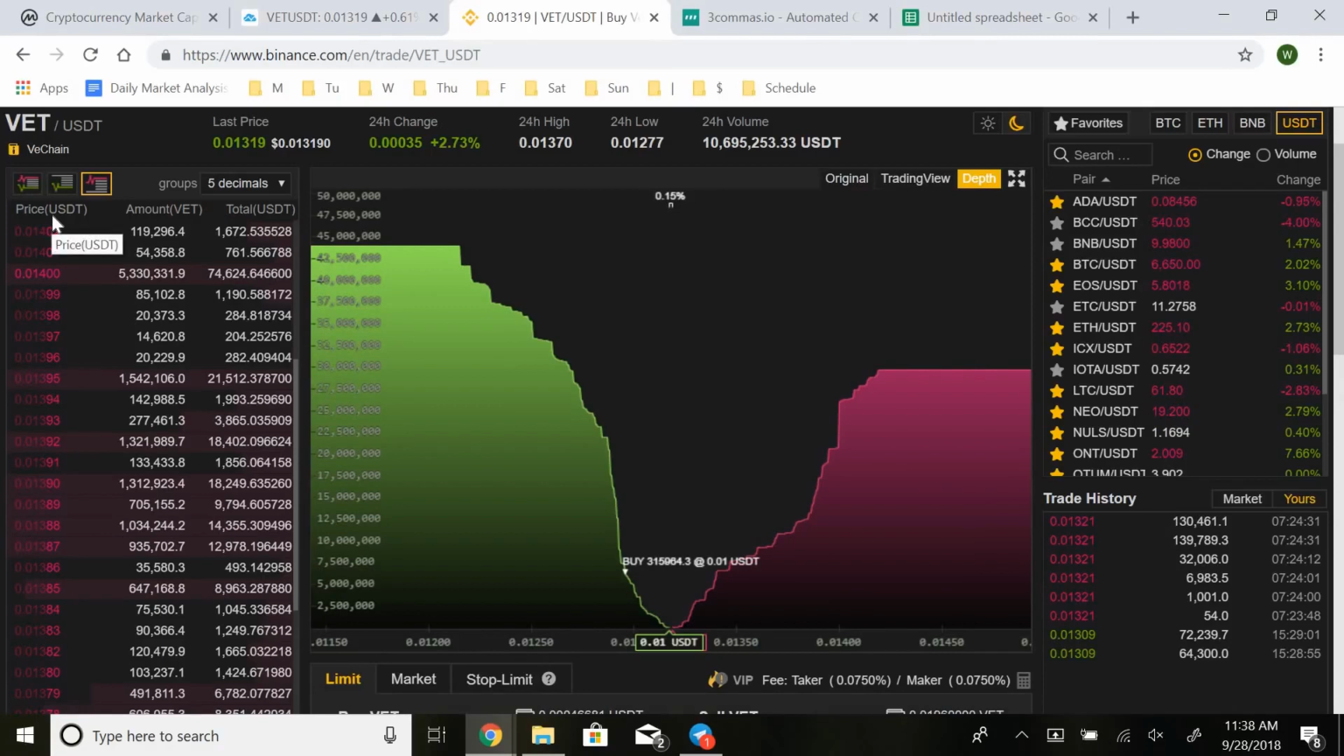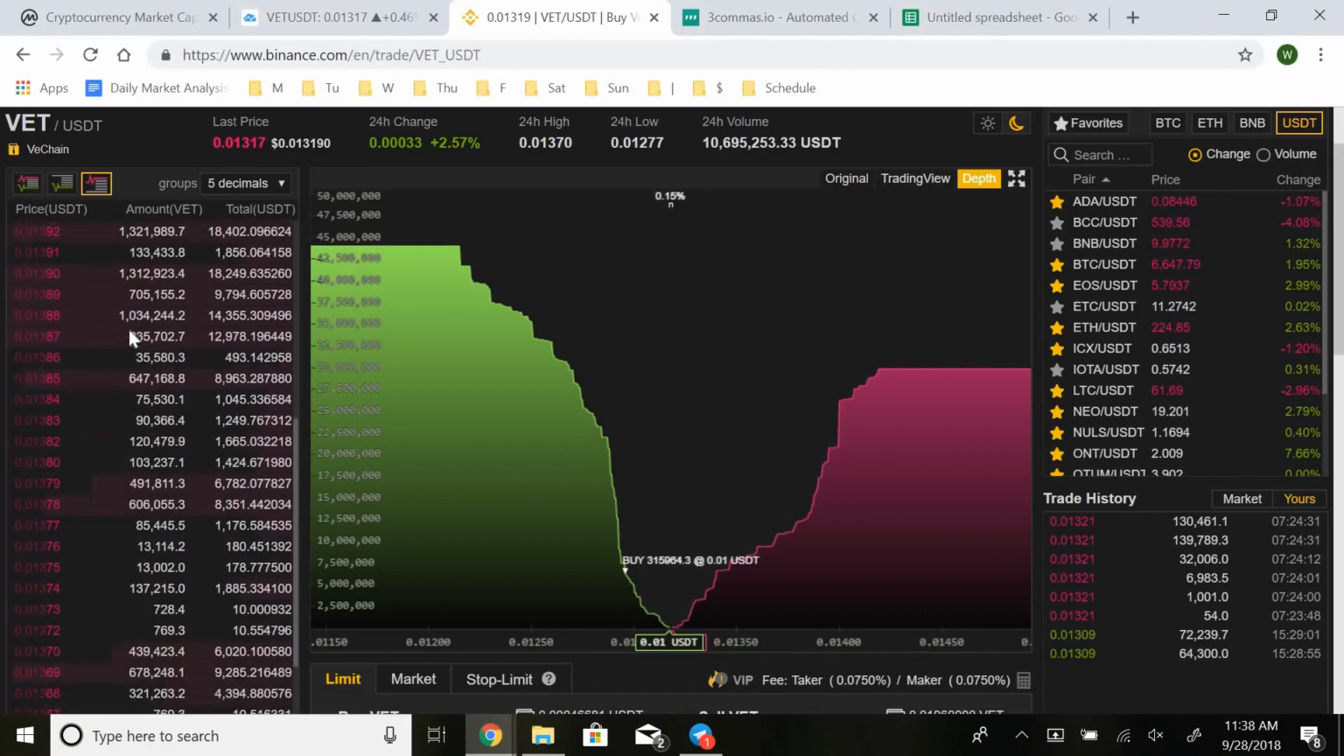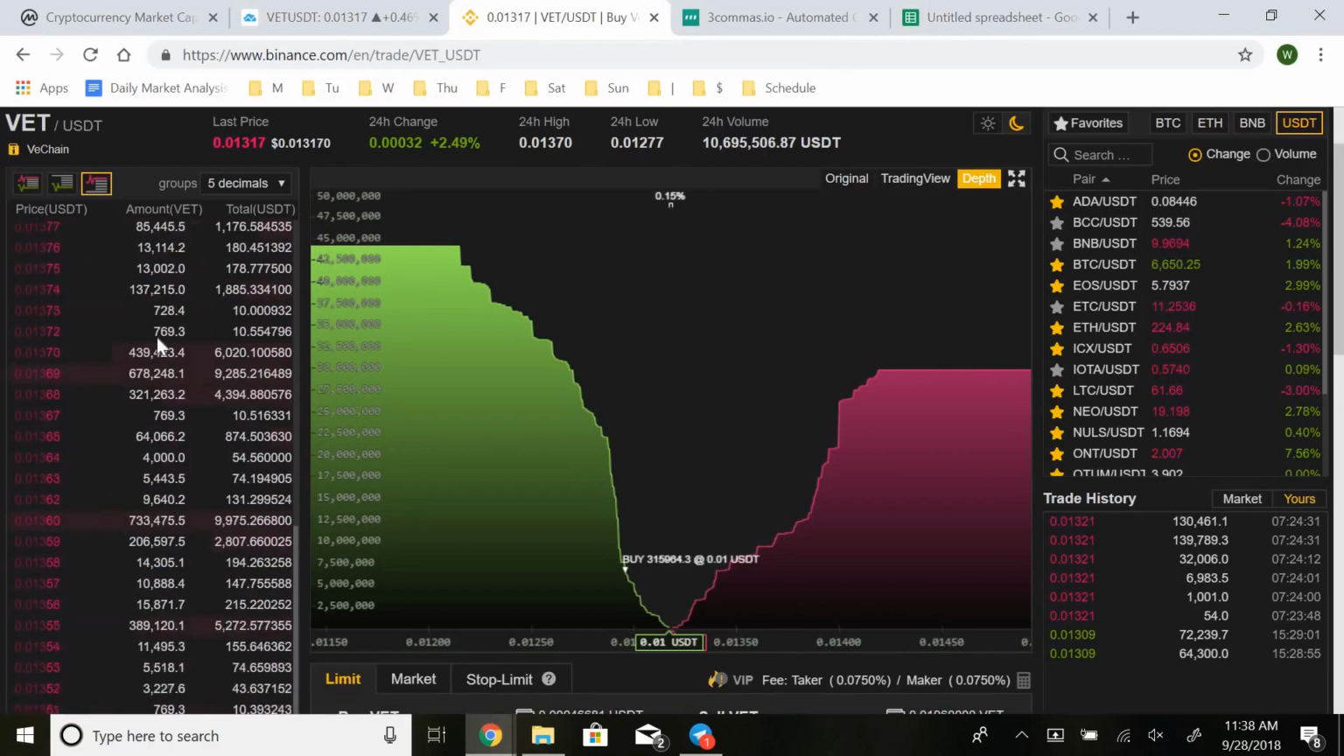So you can get an idea of where the price of the asset could rise to and see resistance at, so you can start to plan out where you want to sell before you're even in the trade.